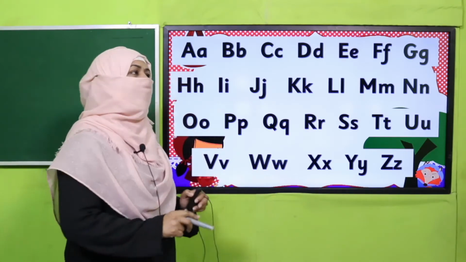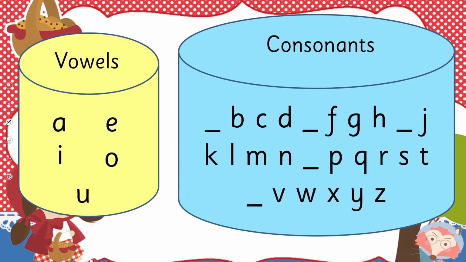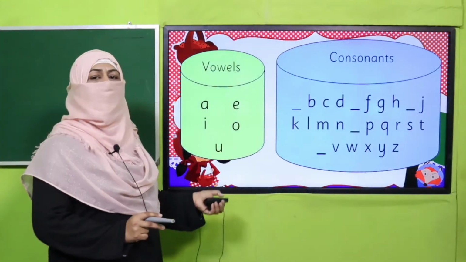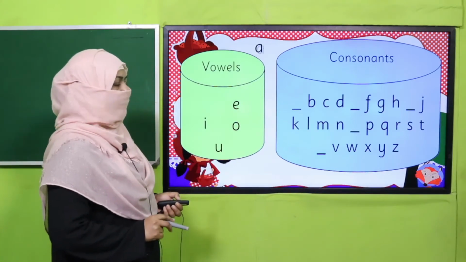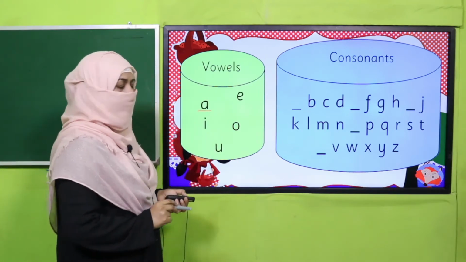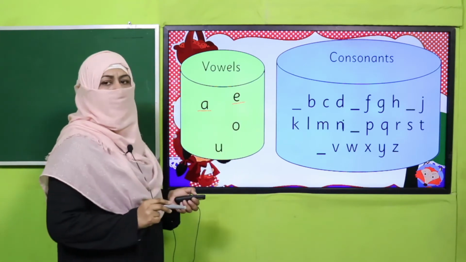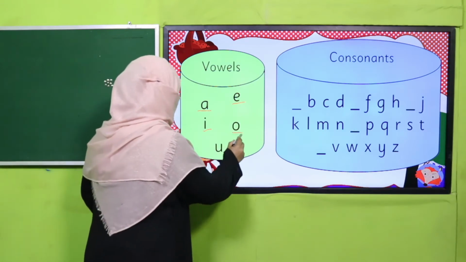So, my dear children, now we know all the letters. A to Z, we know them, we know their sounds, we recognize capital and small letters. So, what's next? The next is we differentiate them. We separate 5 letters from all the alphabets and we name them vowels. And which letters are those? The first letter is A. A is a vowel. Then E. E is a vowel. Then I. I is a vowel. And O. O is a vowel. And U is a vowel.